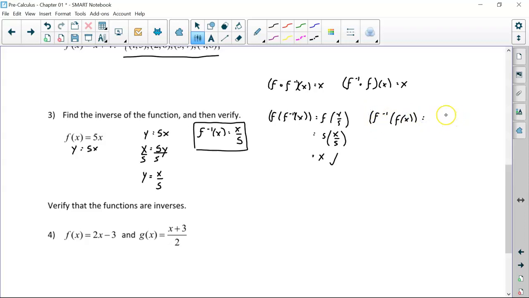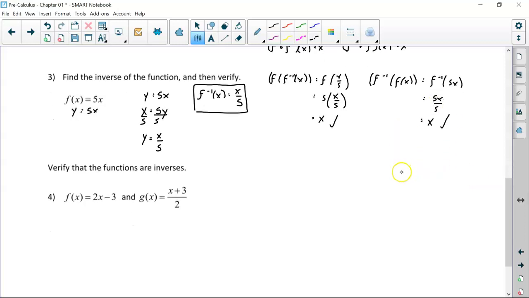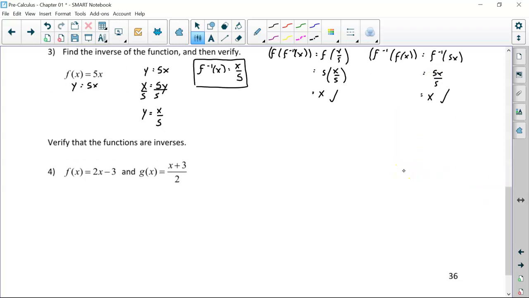And then it's going to be f inverse of f of x. So it's going to be f inverse of 5x. So instead of writing x over 5, it's going to be 5x over 5. The 5's cancel, so we get x. That's how we verify they're inverses. And you can see we're using those composite functions from 1.8 again. That's why we had to do 1.8 before we could talk about inverse functions.